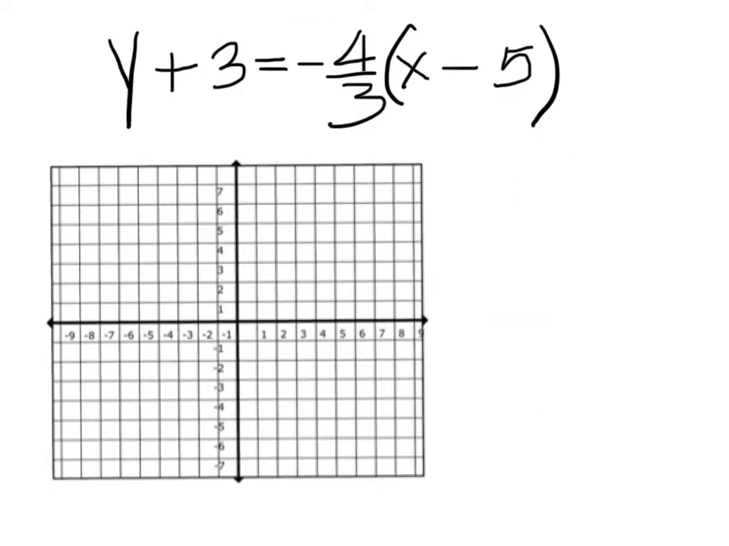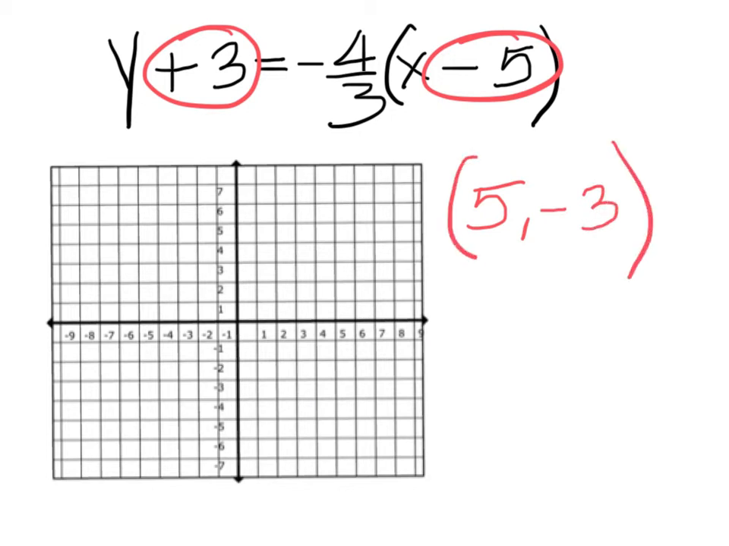The point from here, you're going to use the opposite of each of those. So 5, -3 is the point. So go over 5 and then down 3. There's your point. Slope is -4/3, so go down 4 and then to the right 3. Make a dot. And then draw the line.